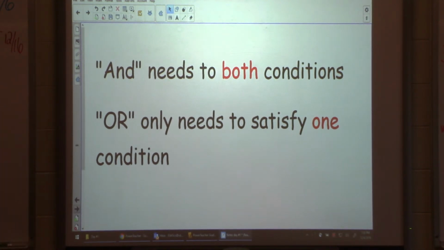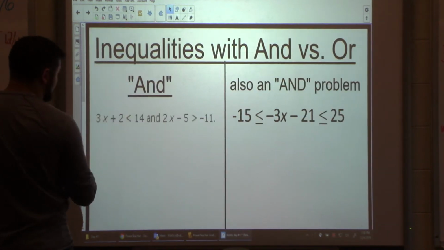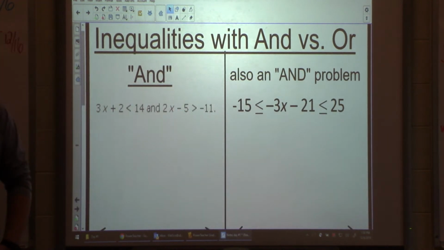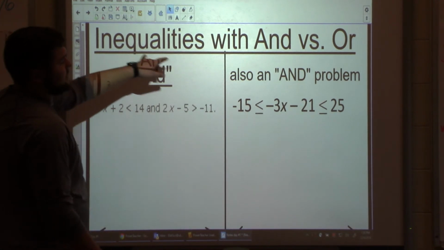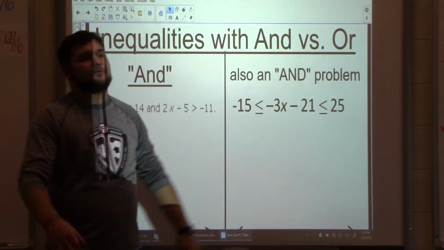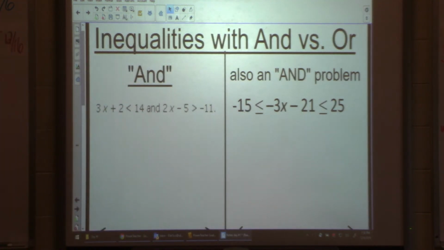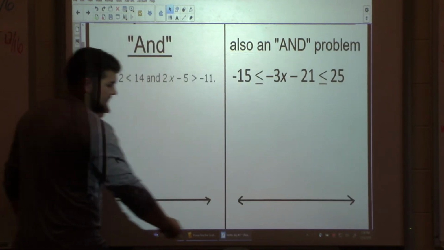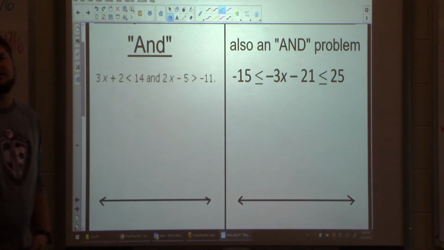Alright? So if we look here, and we're trying to solve it, there are two types of and problems. There are ones where there's two inequalities with the word and in between them, like the first one here. And there's ones where it's a compound inequality, where there's three different parts to it. The first one, if I want to solve this so I can graph it, how do I do that? How do I solve something with two different inequalities in it? What do you think? Do them separately.